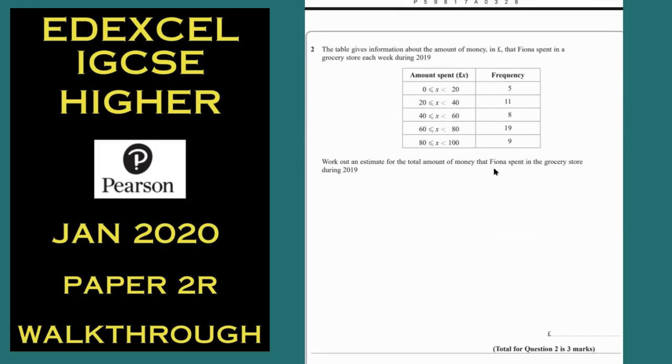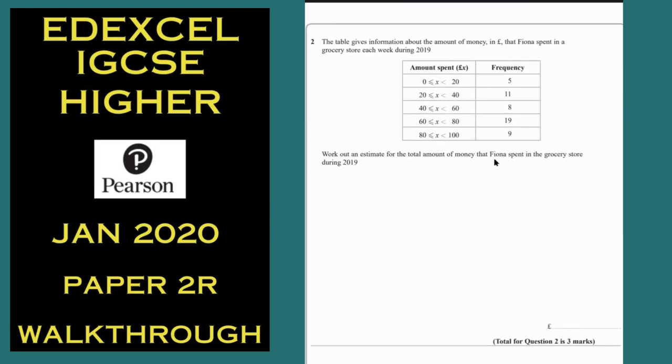On to the next one. They haven't done the usual trick of giving you a clue by moving the boxes over to the left. So that's where I'm going to put my midpoints. Halfway in between everything, that'll be 10, 30, 50, 70, and 90.